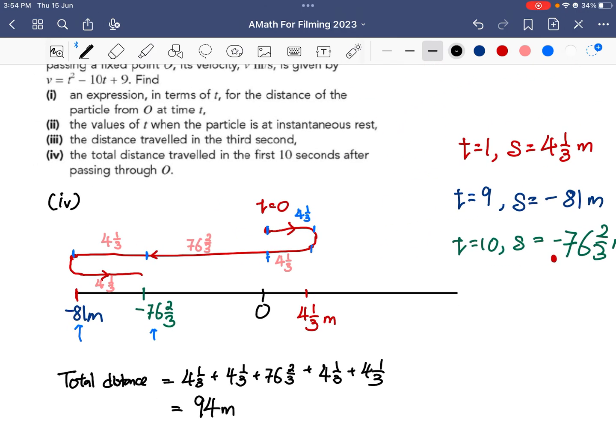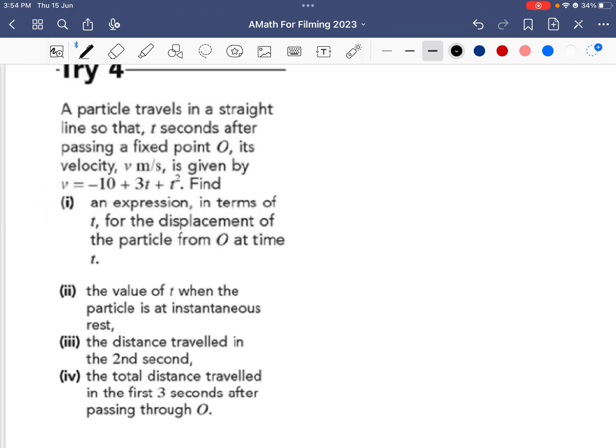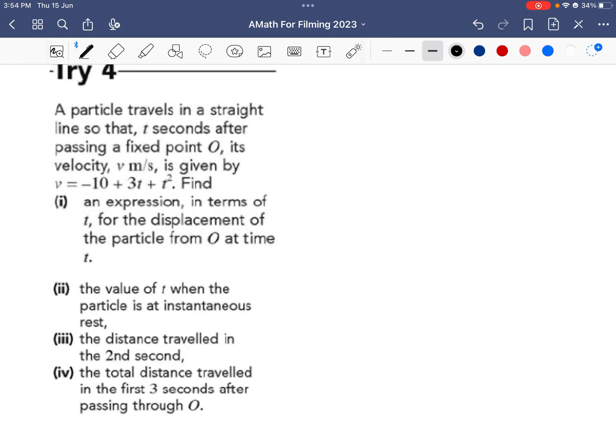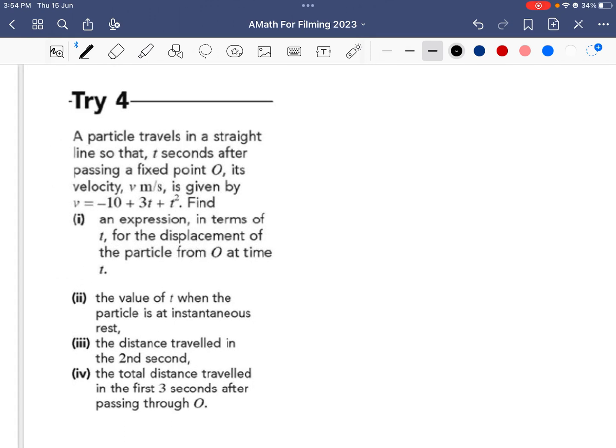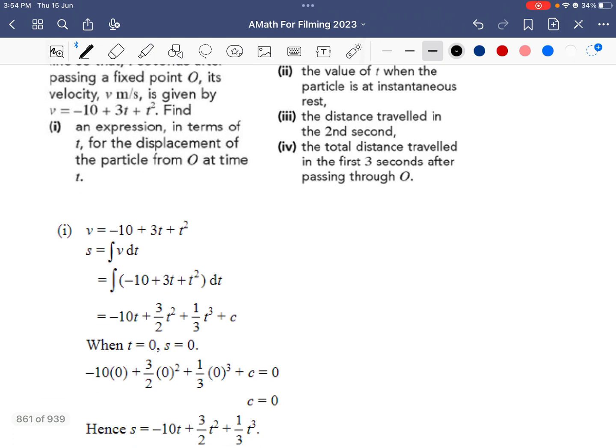This is, as I said, a more difficult example, but if you can get this example, I think you have more or less caught the idea of what kinematics is about. Right? So now please try 4. Try 4 has 4 parts, is similar to what we have done. And then I'll give you the answers in a short bit.